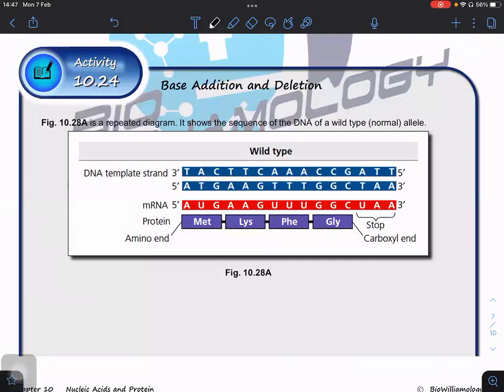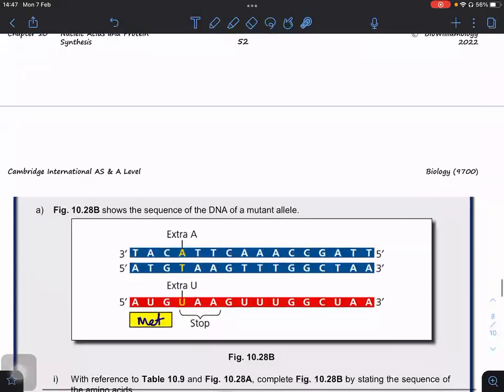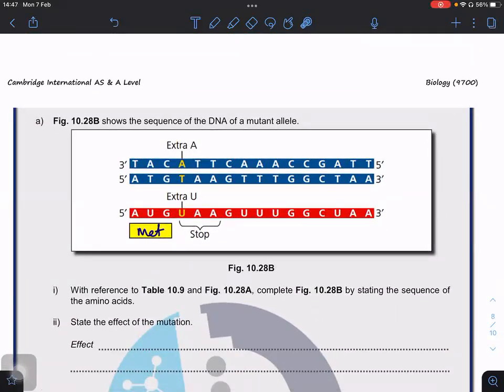Okay, so now we look at base additions and deletions. The effects are almost the same for base additions or base deletions. Again, the wild type, not the mutant, still has the same sequence of amino acids. We have the methionine, lysine, phenylalanine, and also the glycine, and then we have the stop here. So 4 amino acids make up this polypeptide. Now you look at this. If we have an extra A, and it so happens that when we put the extra A here, by right, TTC now becomes ATT. ATT is a stop triplet. So again, you can see that's our DNA.